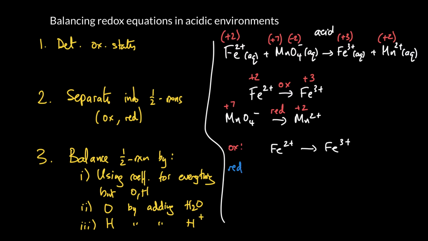For the reduction one, which I'll do in blue just because, we've got a lot more balancing we need to do. So there's permanganate going into manganese 2. We balance coefficients, so there's 1 manganese on each side, so we're fine there. Notice there's 4 oxygens, but we don't balance that in rule 2. We balance the oxygens using waters. If we've got 4 oxygens on the left, we need 4 on the right. So we add 4 waters because each water has an oxygen.